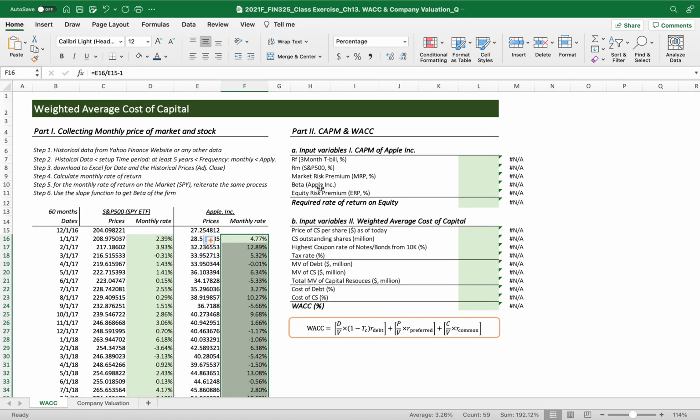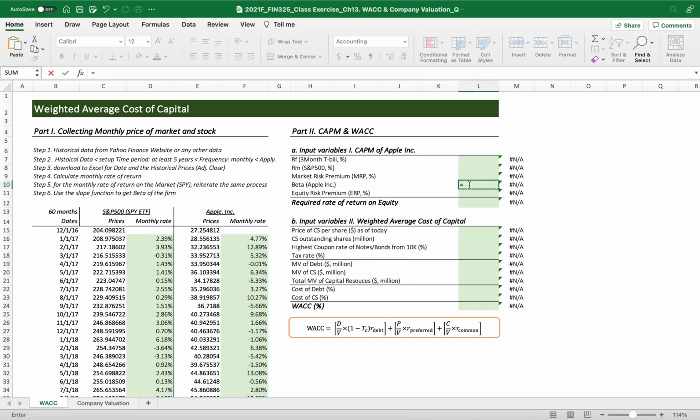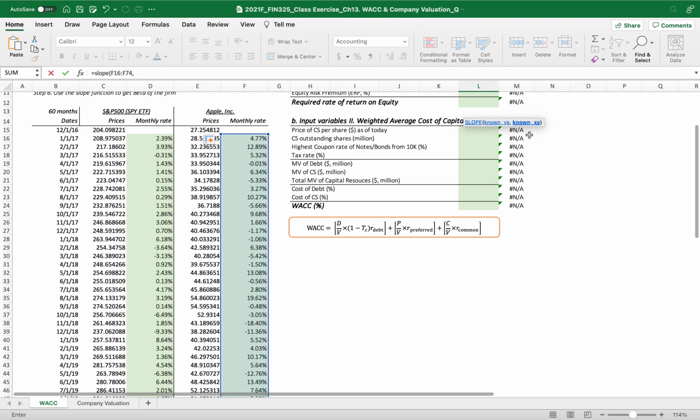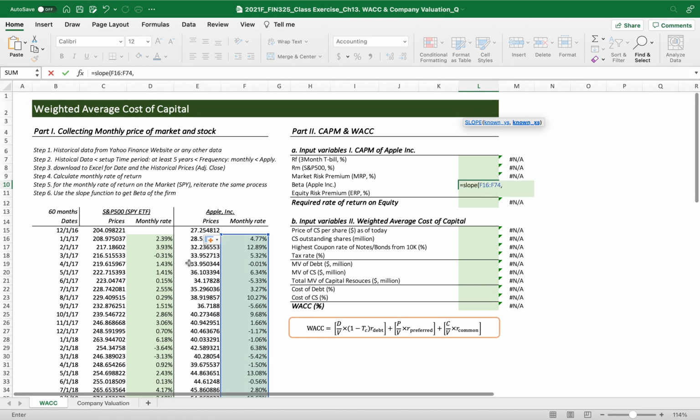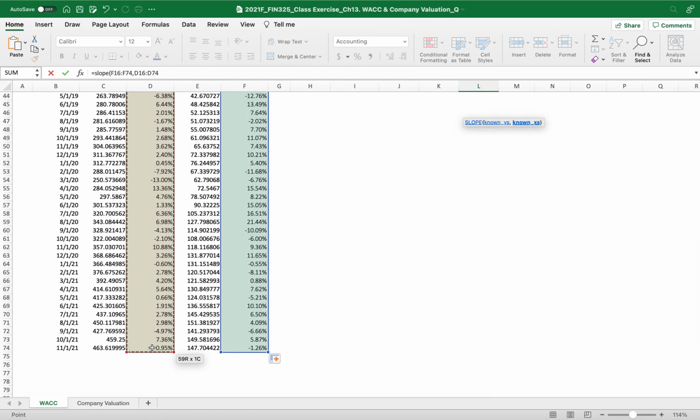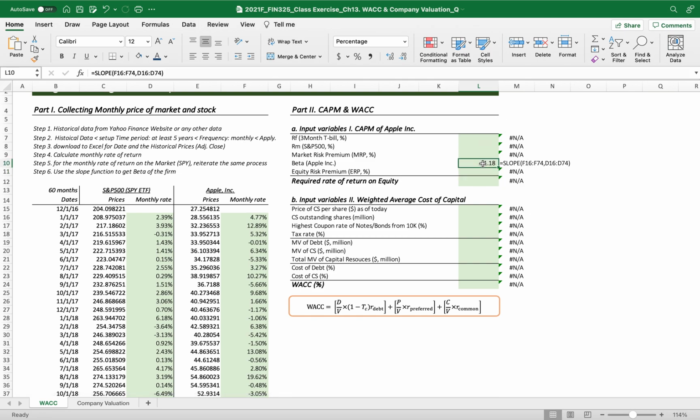What we want to calculate is beta, which is the sensitivity of Apple to market changes, market rate of return changes, right? How sensitive it is. So the beta, how do we calculate it? Use SLOPE, open the parentheses, known y, which is the objective, the rate of return of Apple first. The order is important. And then known x, so we drag this monthly rate of the market, which is the x-axis. And then we got this beta, the sensitivity of Apple, which is 1.18.